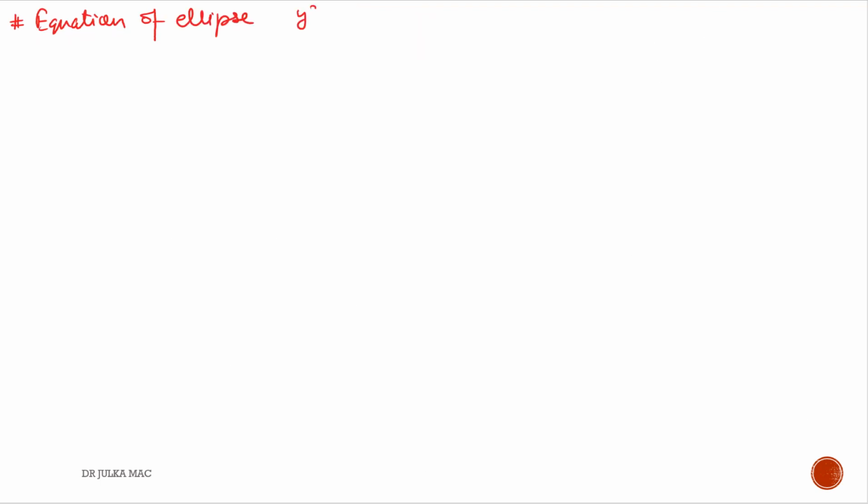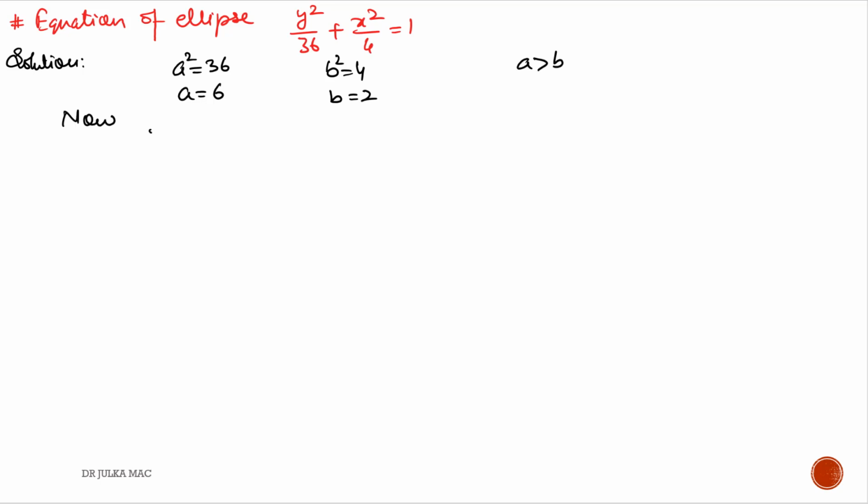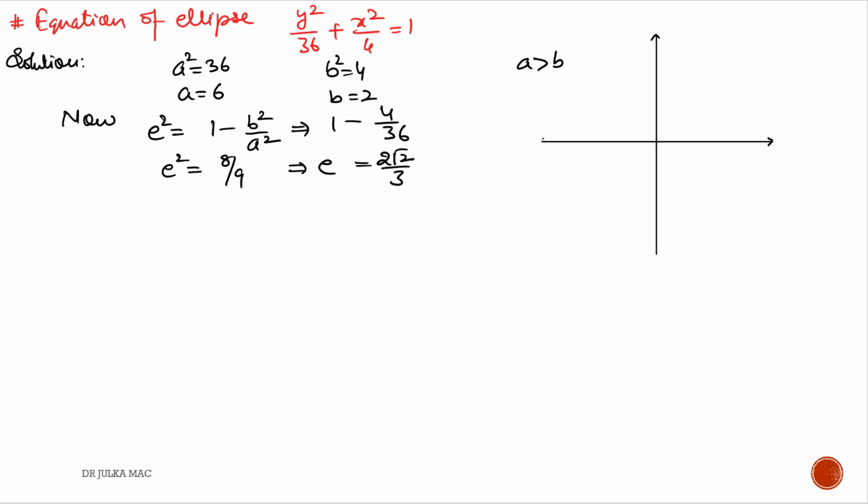Equation of second ellipse. y square by 36 plus x square by 4 equals 1. Here a square equal to 36 and b square equal to 4. So the value of a is 6 and the value of b is 2. And we know that a is always greater than b. Now we calculate e square. e square is 1 minus b square divided by a square, which equals 1 minus 4 by 36. And after calculation we get e square equals 8 by 9. This implies e equals 2 root 2 by 3.